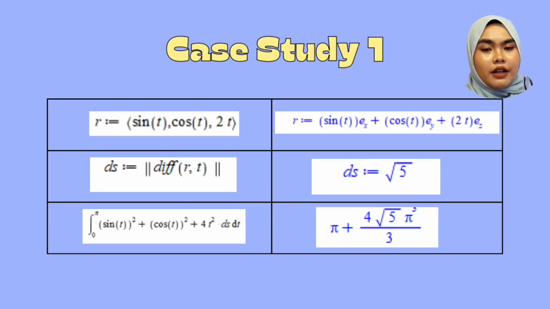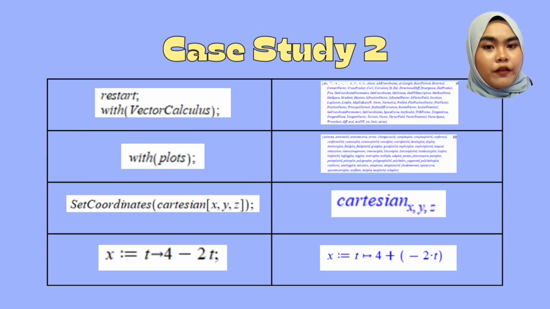We were given r(t) equal to sin t, cos t, and 2t, and then we calculate the ds, which is the magnitude of the derivative of r(t), and we got square root of 5. Then we integrate the function f equal to x squared plus y squared plus z squared, and we got 99.4677, like our manual solution.